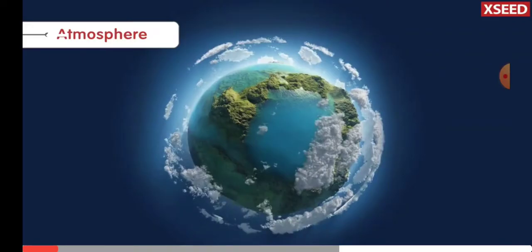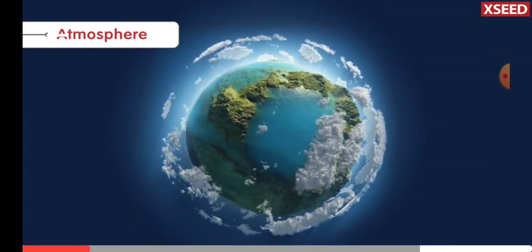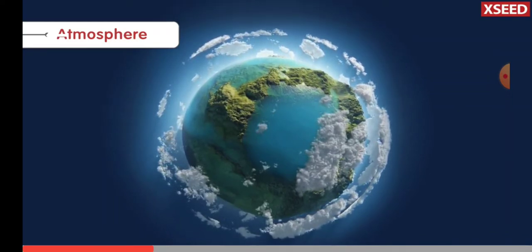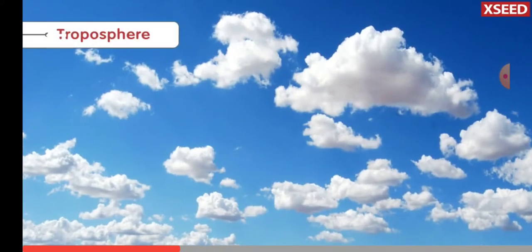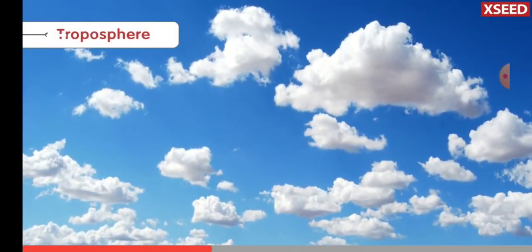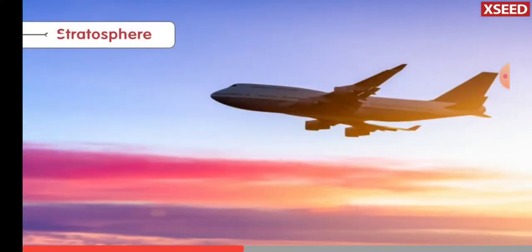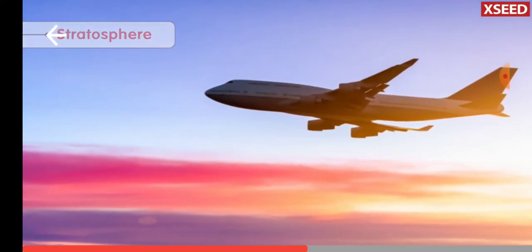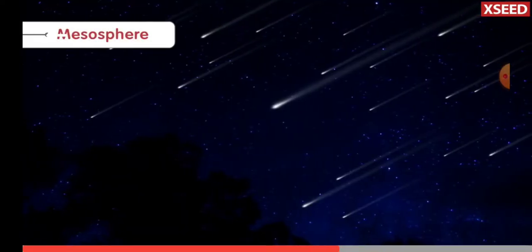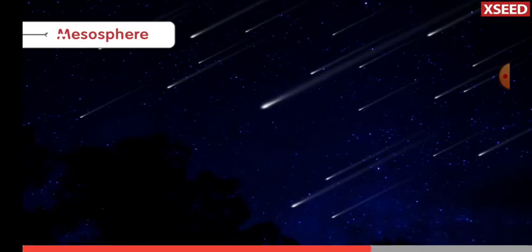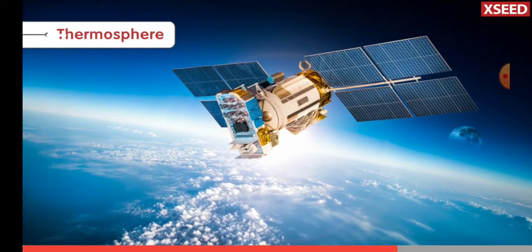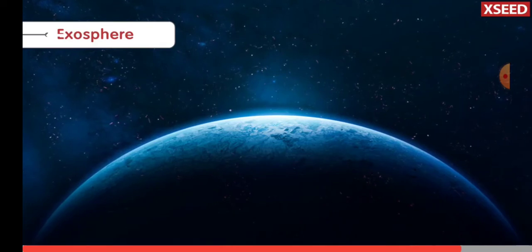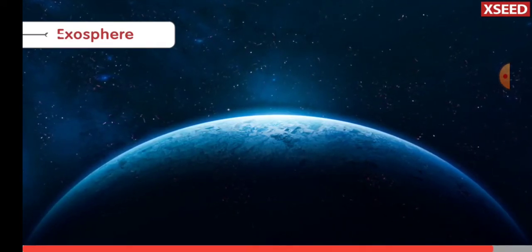The atmosphere is a layer of gases that surrounds Earth. Different things occur in the different layers of the atmosphere. Clouds form in the troposphere. Airplanes fly in the stratosphere. Meteors burn up in the mesosphere. Artificial satellites orbit in the thermosphere. Outer space begins from the exosphere.